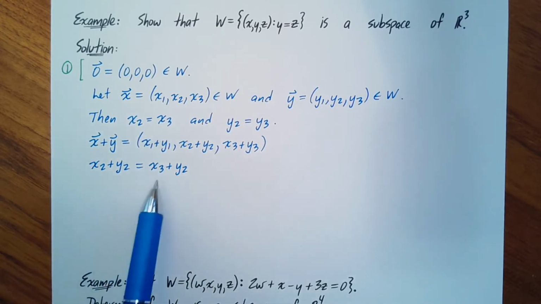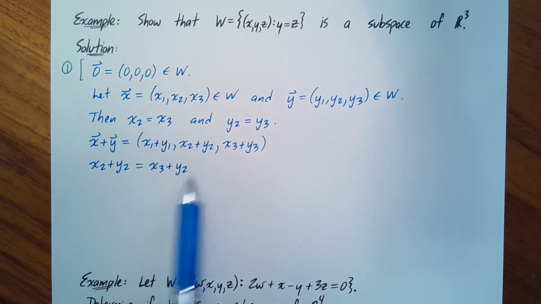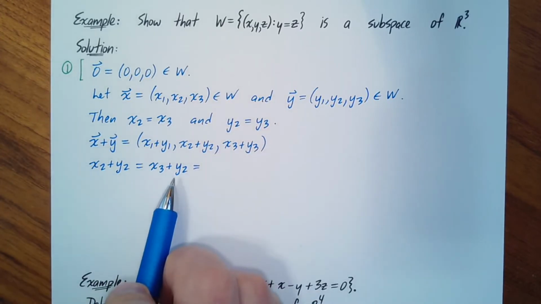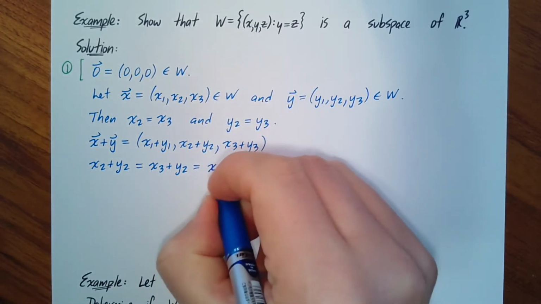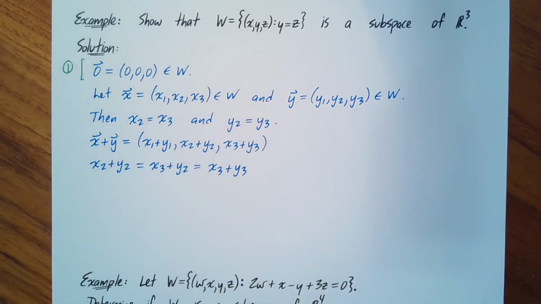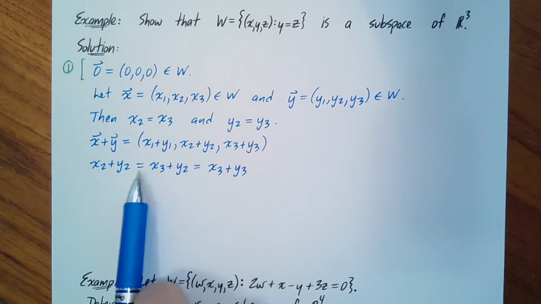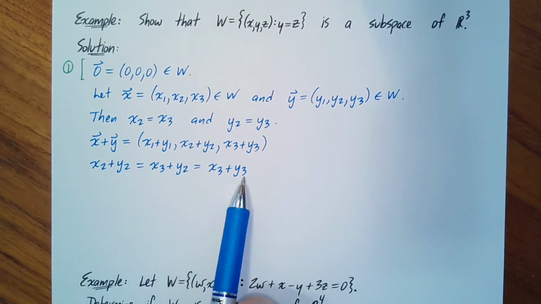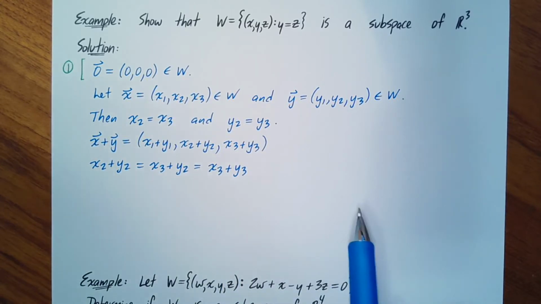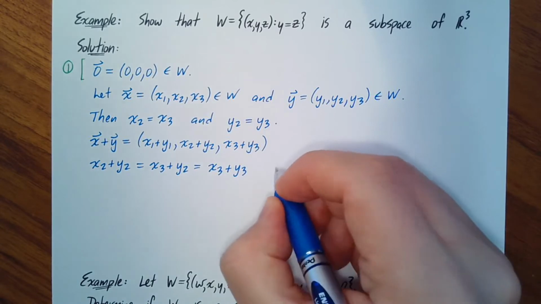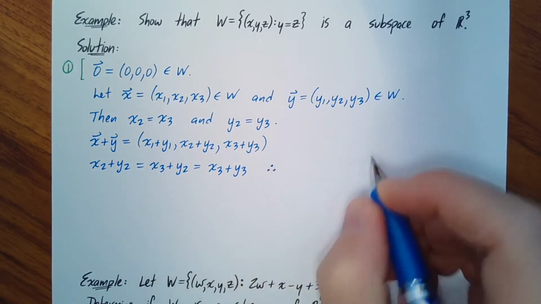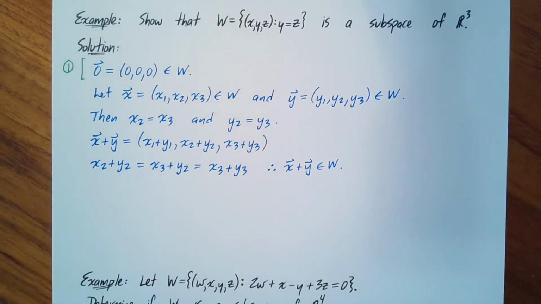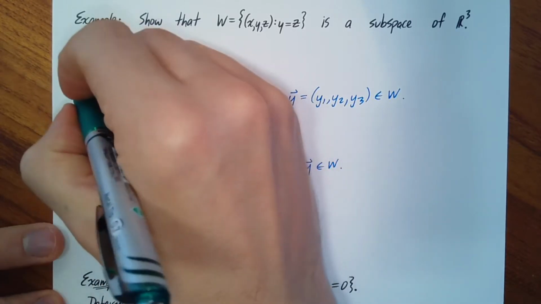So that's okay. Let's now, going from here, apply this equation to this expression. In other words, replace the y2 with a y3. And we're going to get x3 plus y3. And now if we combine these two equations, or these two links in the chain, you get x2 plus y2 is equal to x3 plus y3. And that's a strong justification. So how about we add it in here? Therefore, x plus y is in W.